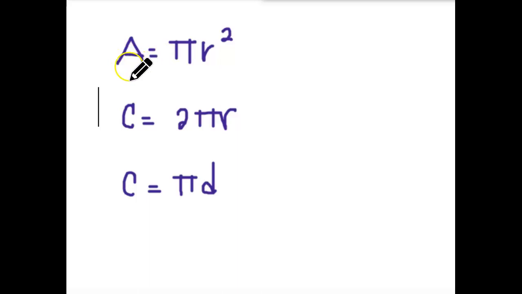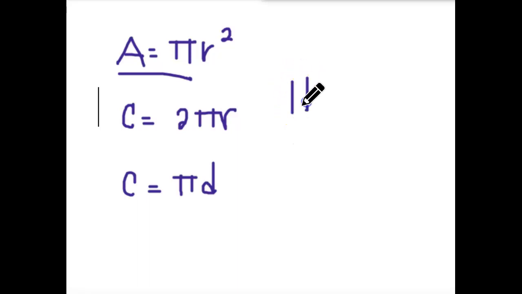Just a recap, the formula for area of a circle is pi r squared, and the circumference is 2 pi r, or you could also have circumference as pi times the diameter. It depends what is given in the particular problem.